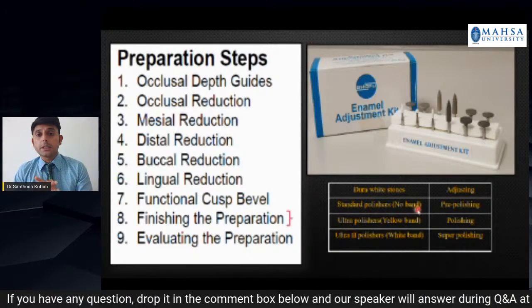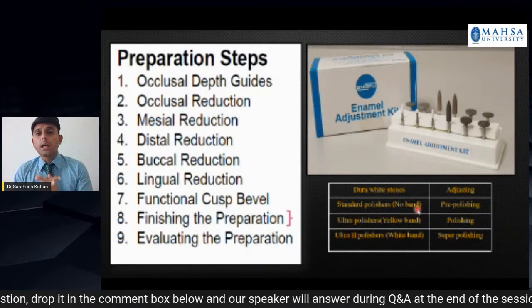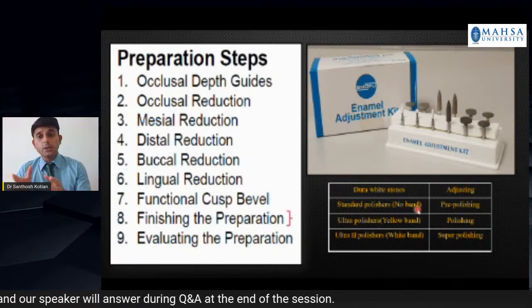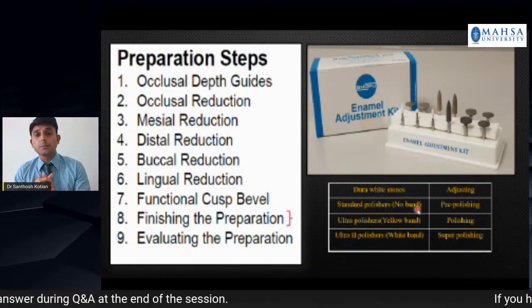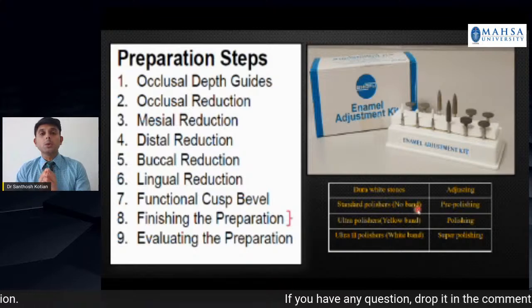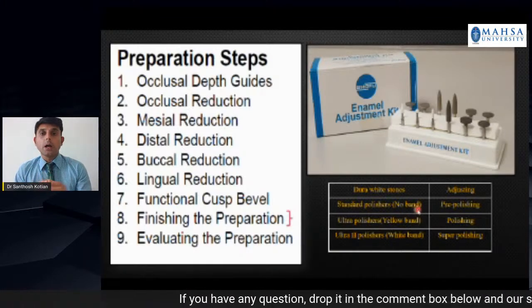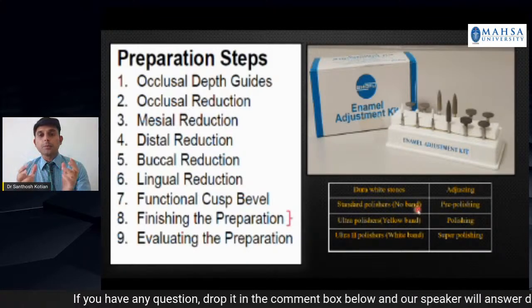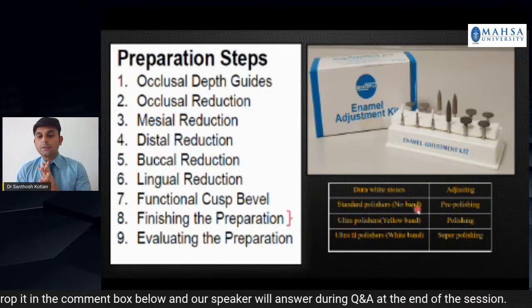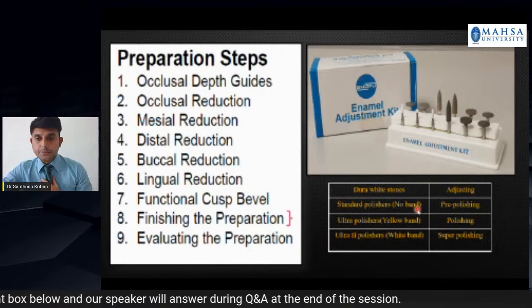There is an enamel adjustment kit. Normally, we use this for enameloplasty or something like that. But you can use it for a final smoothing of your preparation. At the same time, don't attempt to completely smoothen your preparation. A little bit of roughness of your preparation is very important for micromechanical retention of the restoration.